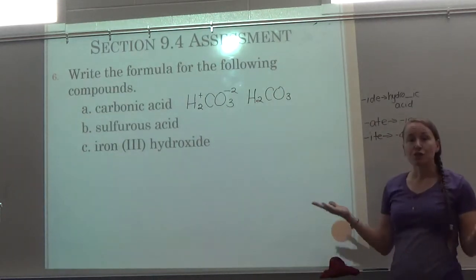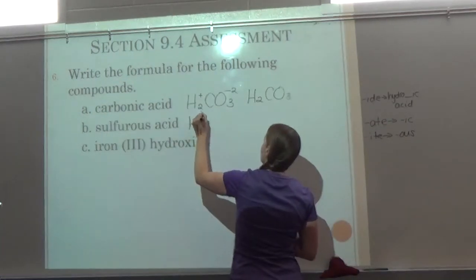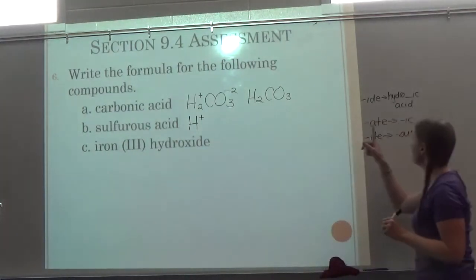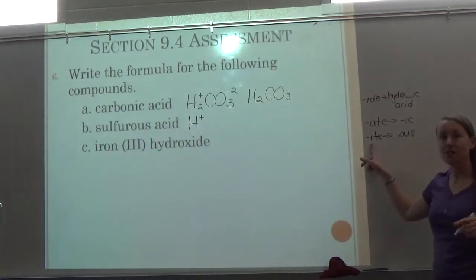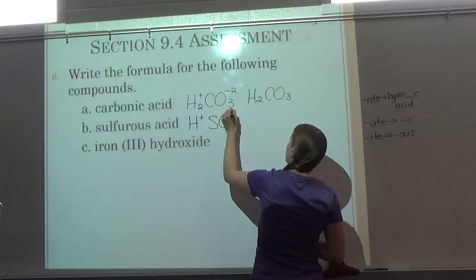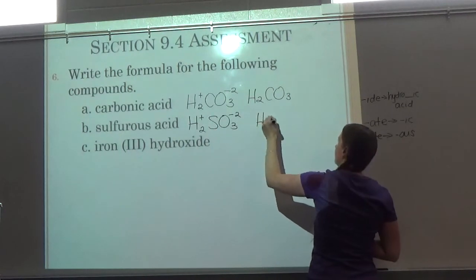Alright, part B, sulfurous acid. Remember, if it ends in acid, it starts with H, which has a positive charge. Sulfurous came from sulfite. So when you look at your polyatomic ion sheet, it will tell you sulfite is SO3, -2. So I again need to cross my 2 down.